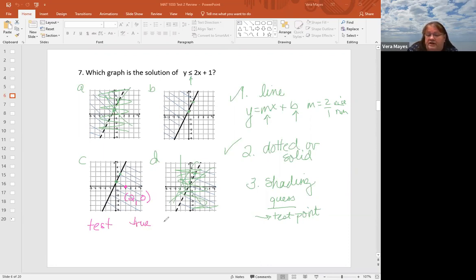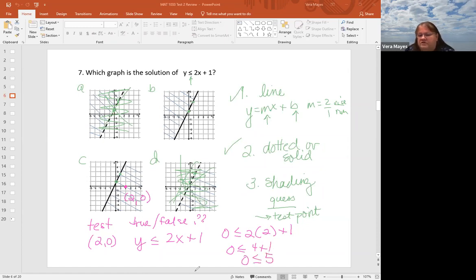If it's true, we shade it. If it's false, we don't. All right, so which is this? We're going to take this point and plug it back into the original equation. So (2, 0), and the equation was y is less than or equal to 2x plus 1. Plug in the x and y values. So 0 is less than or equal to 2 times 2 plus 1. The y was 0, the x was 2. That gives me 0 is less than or equal to 4 plus 1. So is 0 less than or equal to 5?